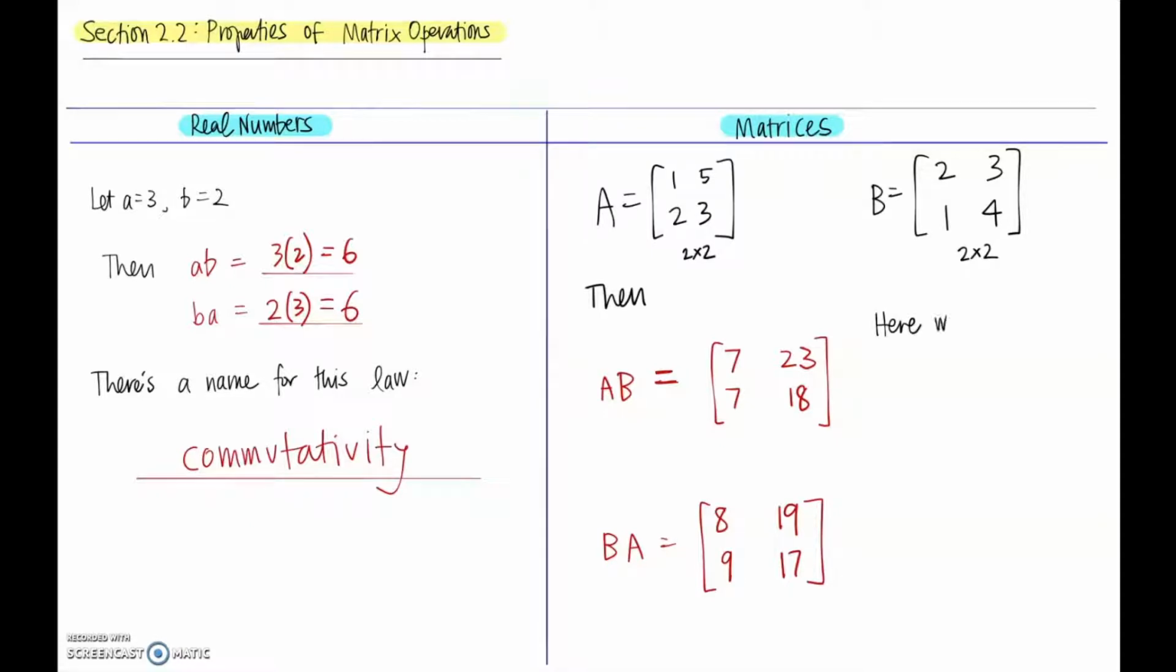So here we see that AB is not equal to BA in this example, which indicates that multiplicative commutativity does not hold in general for matrices.